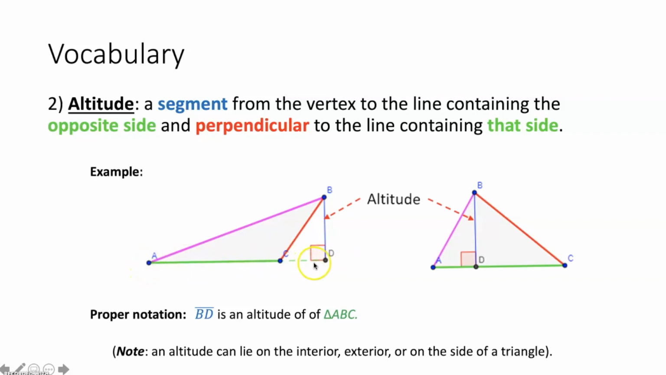So if I were to continue this line AC beyond the triangle, segment BD would still be perpendicular to the line containing segment AC. Therefore, it still is an altitude. So that's what I need you to note here, is that an altitude can lie in the interior or exterior, or if it were a right triangle, it would be one of the sides of the triangle.